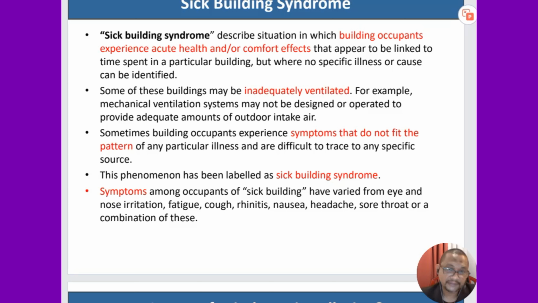Lighting and ergonomics, of course. Poor lighting, especially fluorescent lighting, and an inadequate ergonomic workstation setup or furniture design can cause eye strain, headaches, and musculoskeletal problems. They can also contribute to sick building syndrome.